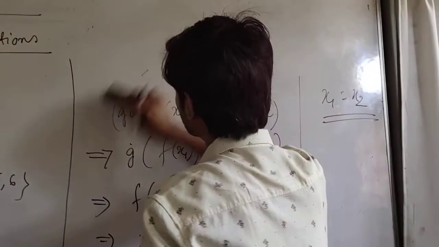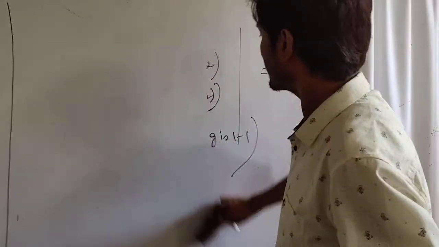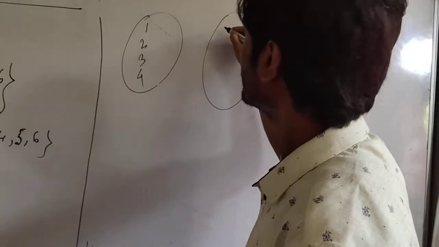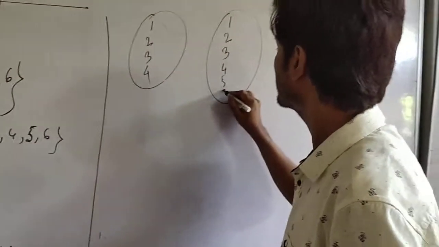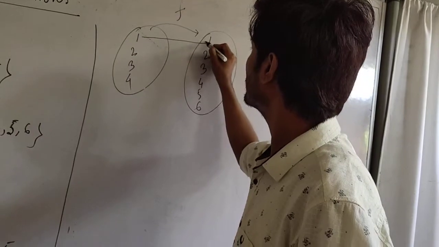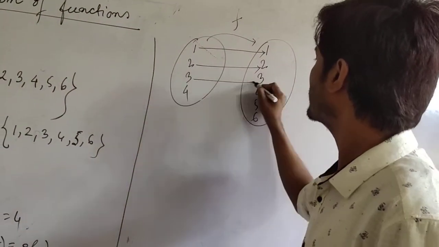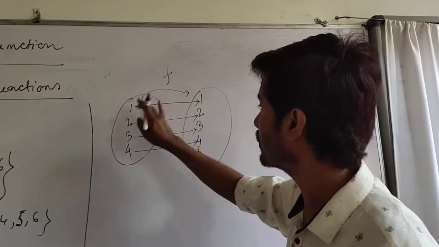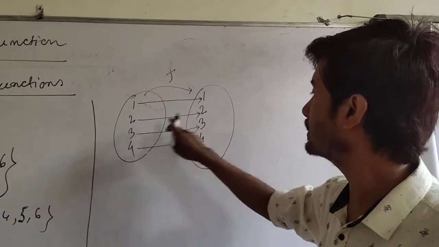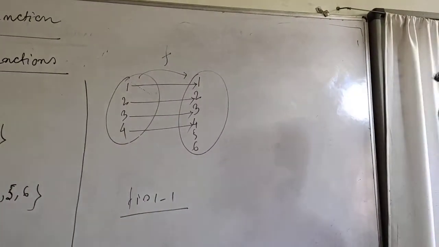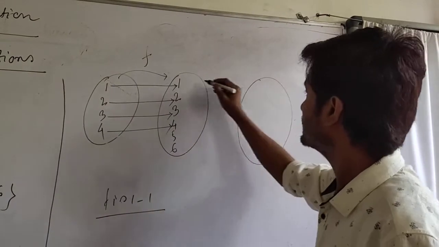Now for these two functions, if we take the diagram, it will be easier to understand. We have drawn the diagram: this is 1, 2, 3, 4, and this set is 1, 2, 3, 4, 5, 6. The function is defined as f. For f, the image of 1 is 1, the image of 2 is 2, the image of 3 is 3, and the image of 4 is 4. So this is the definition of f. It is given that 1 has image 1, 2 has image 2, 3 has image 3, 4 has image 4. We see that f is a 1-1 function.